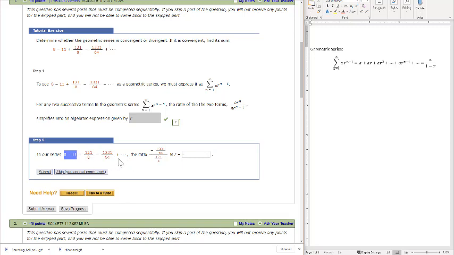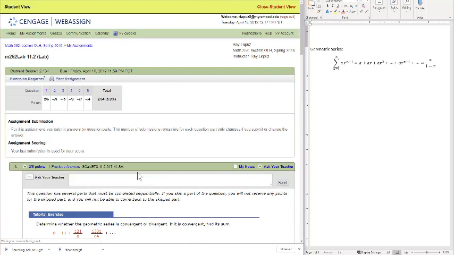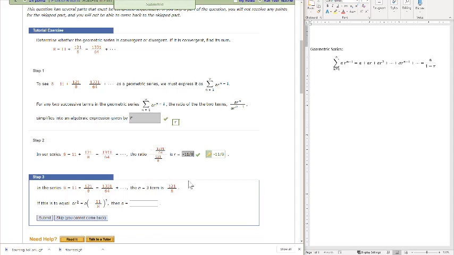And then I have an 11 over 8. If you look at this and work this out, 1331 is 11 cubed, 121 is 11 squared, 64 is 8 squared, 8 is just 8 to the first power. So you'll see that it'll amount to negative 11 over 8.